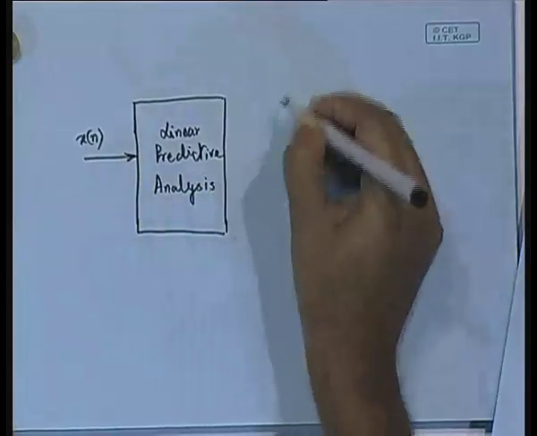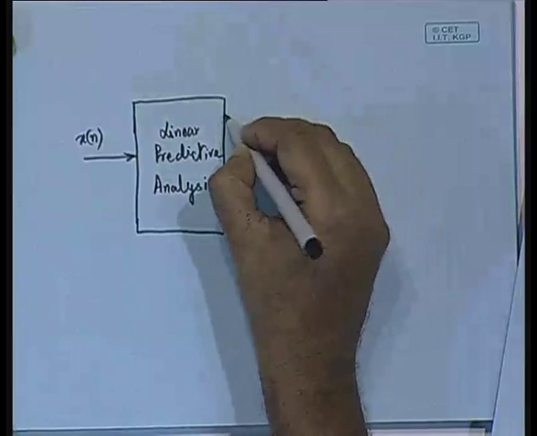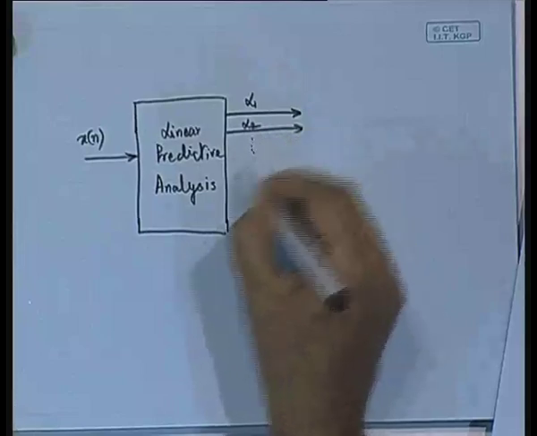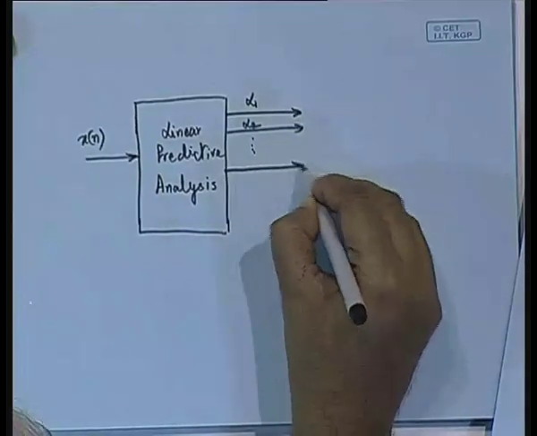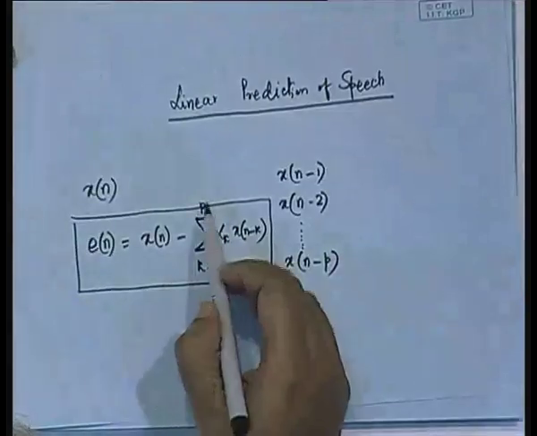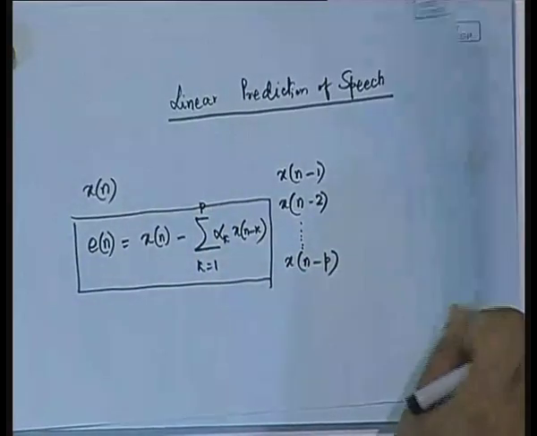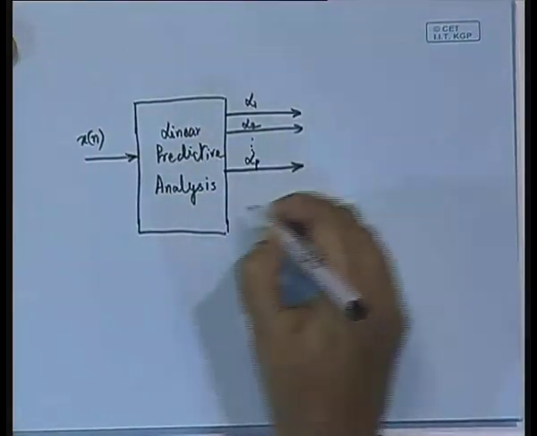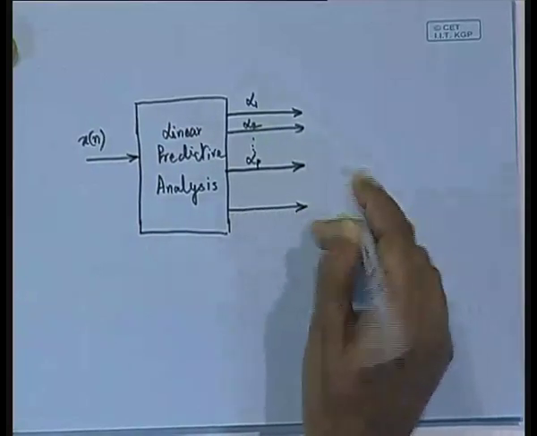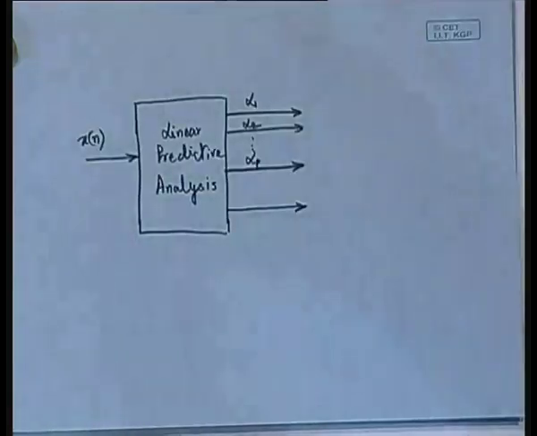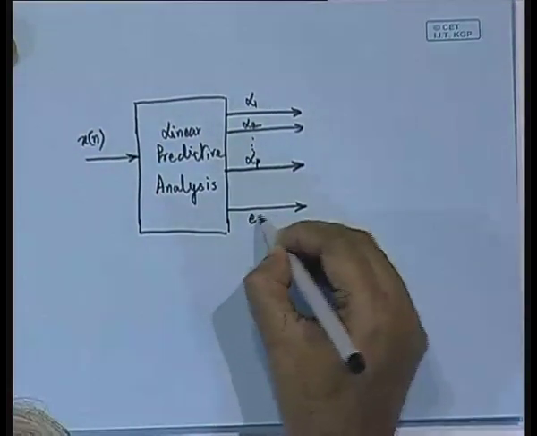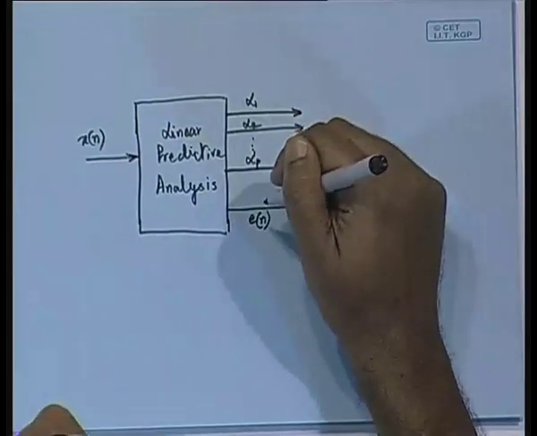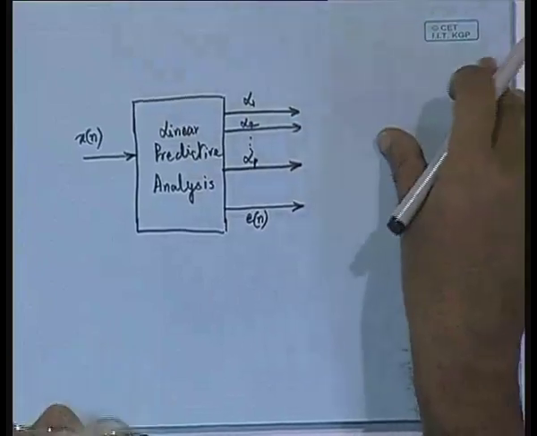And what this analysis block is going to give us as outputs is alpha 1, alpha 2, etc. up to alpha p, because in this equation we have considered up to p terms, that is to say, up to p previous samples. So it goes up to alpha p, and then we are also going to compute the errors, which is going to be E of n, right.